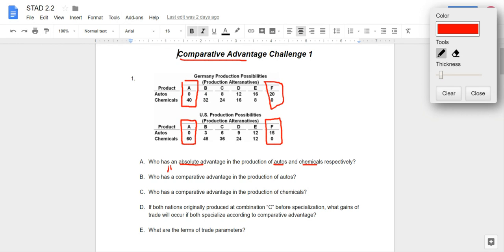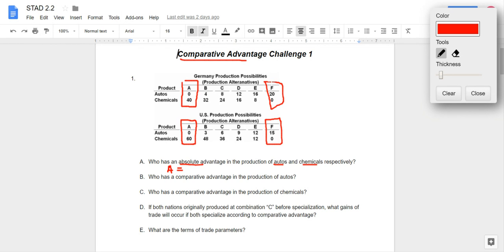So first we're going to look at autos. I'm going to put an A here to represent autos and put equal. Well, absolute advantage simply means they can outproduce the other one. It has nothing to do with how many resources they use. It has everything to do with just, hey, if they spend all of the resources on producing just one thing, can they outproduce the other nation, right? So absolute advantage, right now we're looking first at autos.